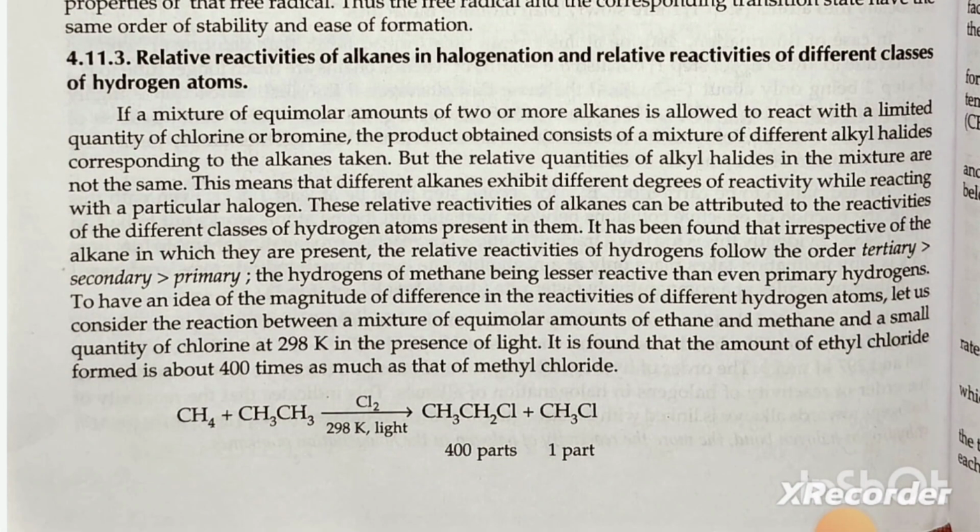Relative reactivities of alkanes in halogenation and relative reactivities of different classes of hydrogen atom. If a mixture of equimolar amount of two or more alkanes is allowed to react with a limited quantity of chlorine or bromine, the product obtained consists of a mixture of different alkyl halides corresponding to the alkanes taken, but the relative quantities of alkyl halide in the mixture are not the same. This means that different alkanes exhibit different degrees of reactivity while reacting with a particular halogen. These relative reactivities of alkanes can be attributed to the reactivities of different classes of hydrogen atom present in them.